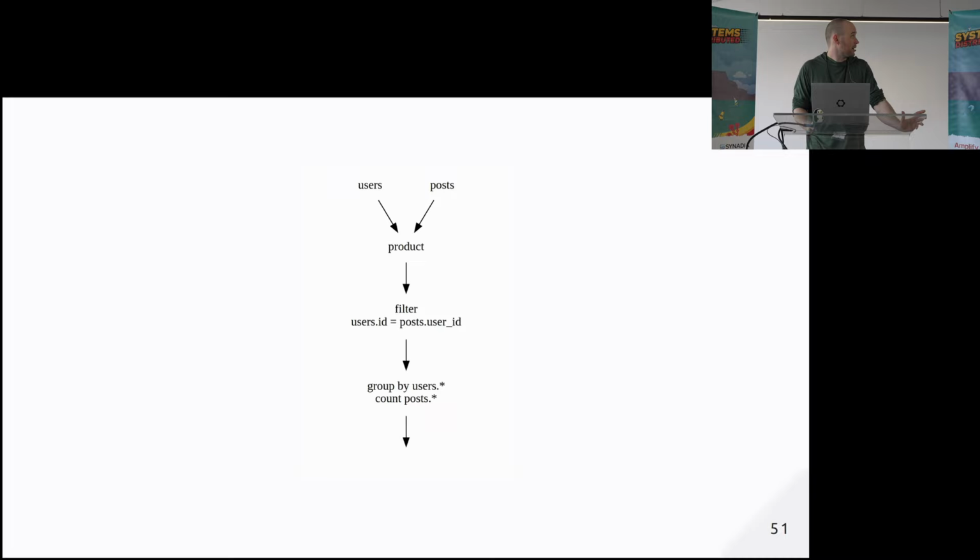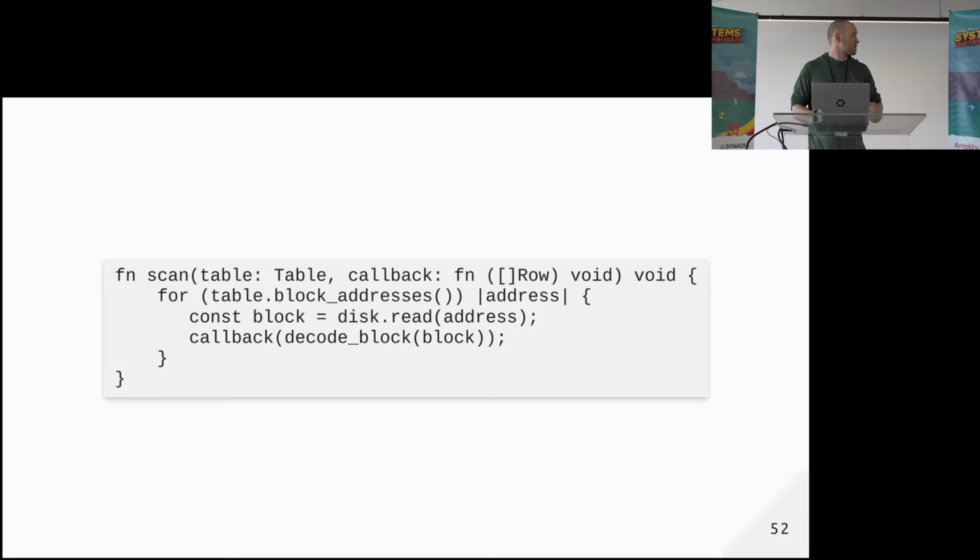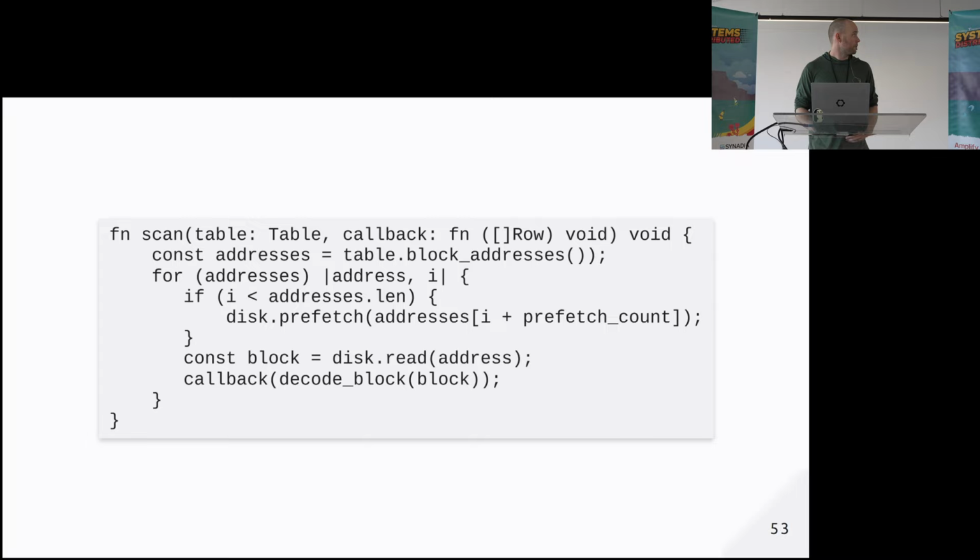So for example, here we're scanning the users table. And our scan function might look something like this. So this is purely sequential. We're just going to look over the addresses in each table and one by one run some callback on each of the blocks within that table. And then transforming this to something that does prefetching is very simple. All we have to do is, for each iteration of this loop, look a little bit ahead and start the reads early before you actually get to them. And this way, you keep prefetch count reads in flight, and use the actual bandwidth of your disk.